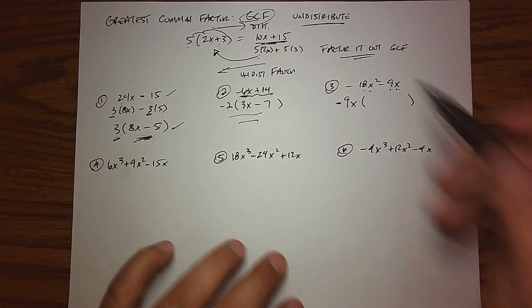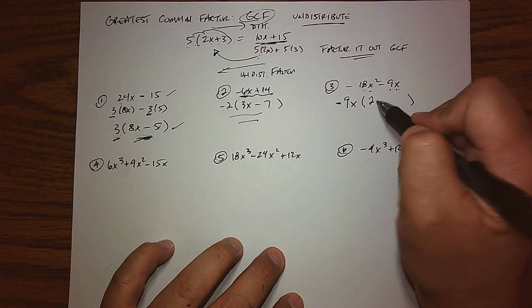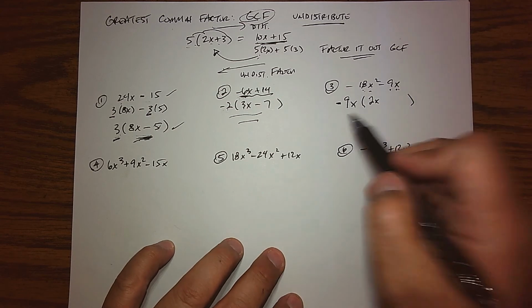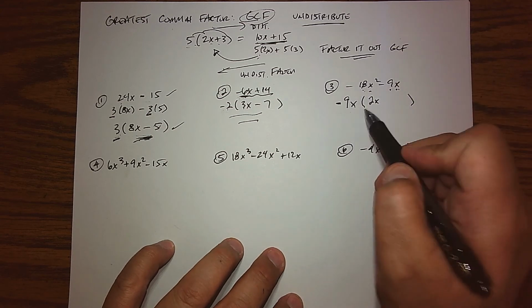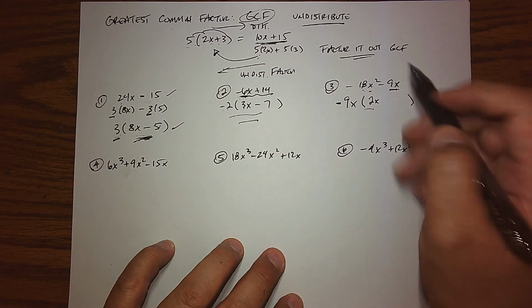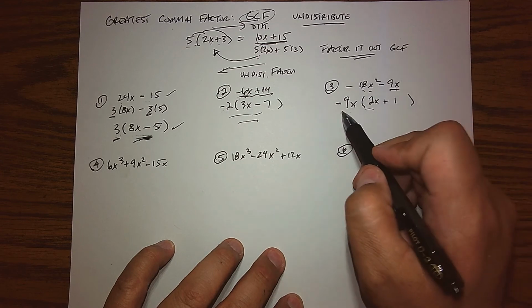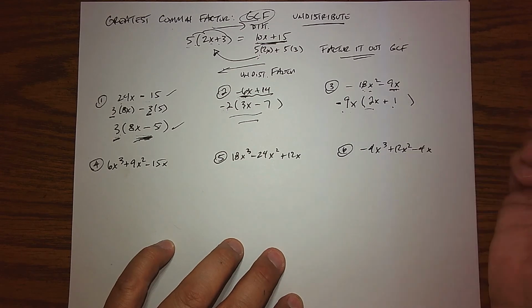And so what gets left behind? Well, 9 times 2 is 18, and x times x would give us x squared. So again, you can just do a really quick check. If you multiply these two, you get negative 18x squared. If I factor this away from itself, what's left is 1. Negative 9x times 1 is negative 9x.